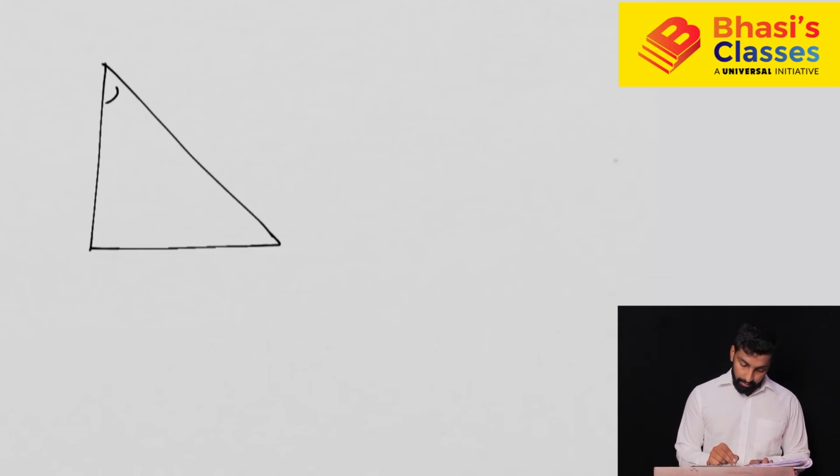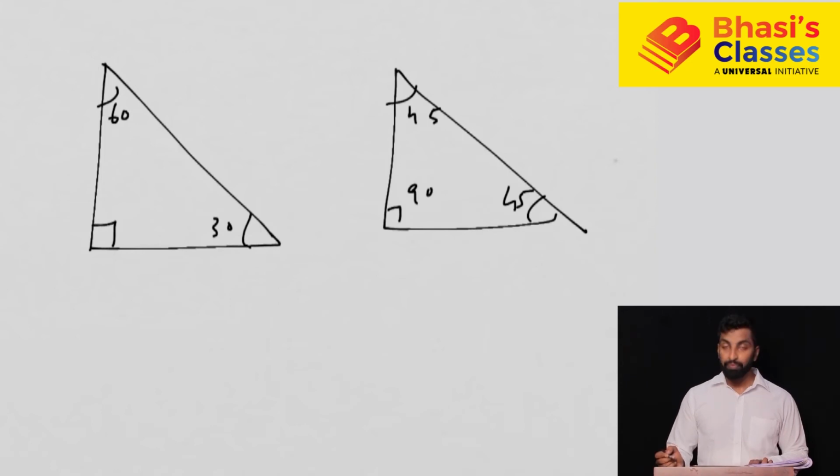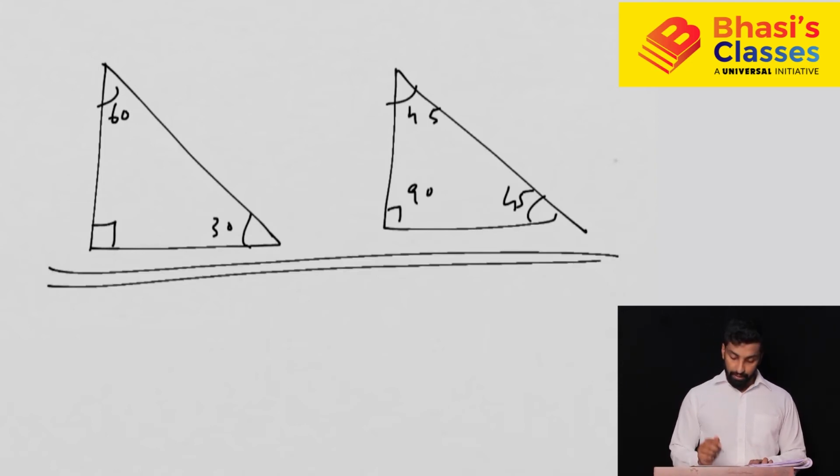Now if you move on to the right angle triangle, you can expect questions from it. One thing that you need to keep in mind is, you will get questions from two types of right angle triangle only. The two types are 30-60-90, obviously this is 90, and the next will be 45-45-90. This is 45, this is 45, and this is 90. If you take any question, it will be on the basis of this ratio only.